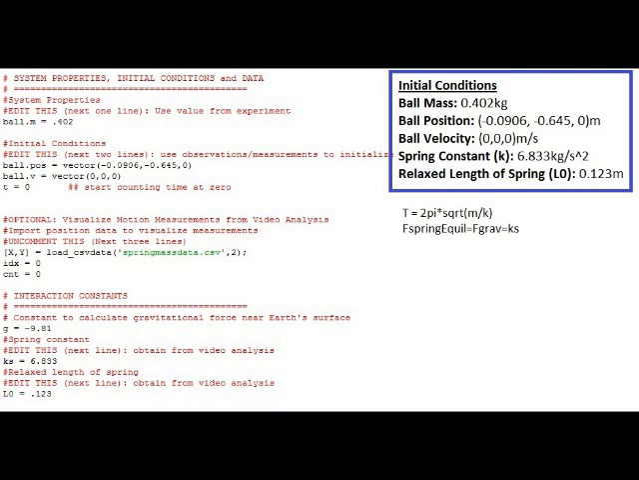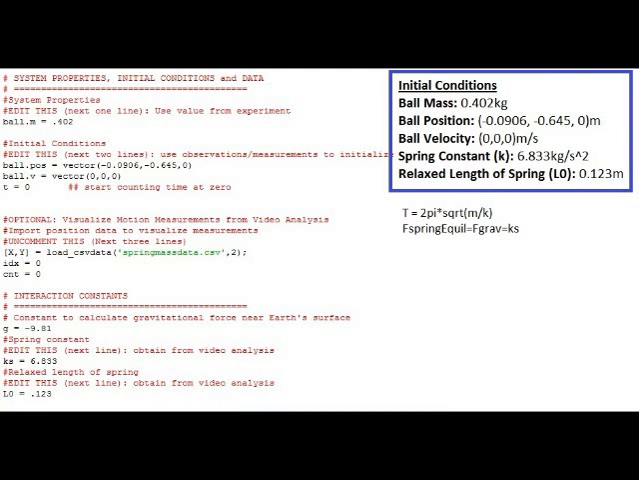Here are the initial conditions for my model. You can see them in the top right corner of the screen in the blue box. I was given the mass of the ball. I found the initial position using tracker data, and the initial velocity is 0 because it was dropped from rest. I calculated the spring constant and the relaxed length of the spring from the video, the first video where the spring moved in 1 dimension, and it was given that this is the same spring.